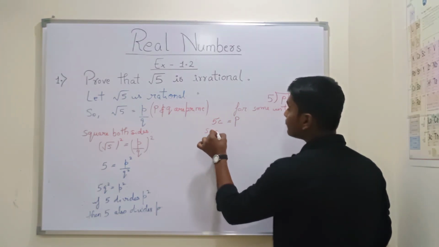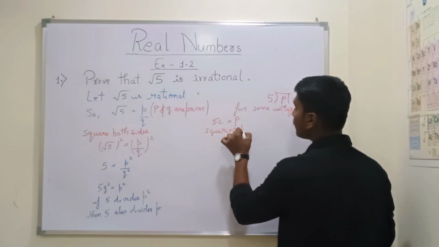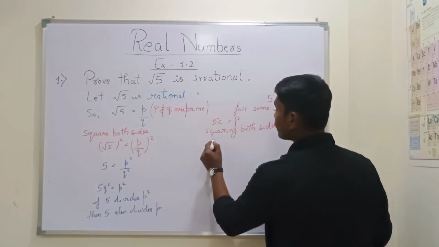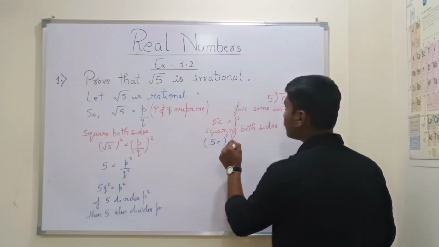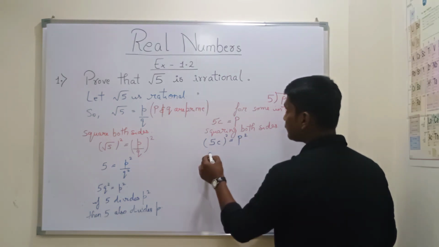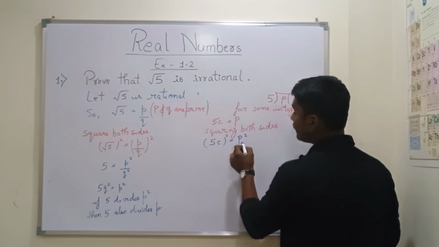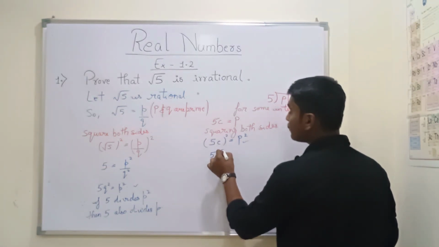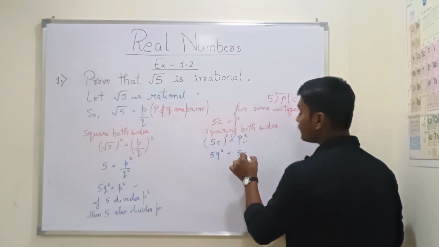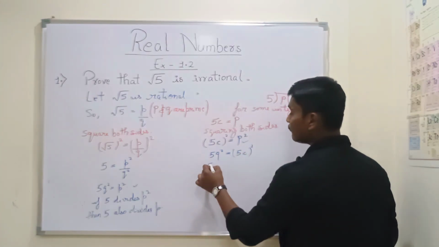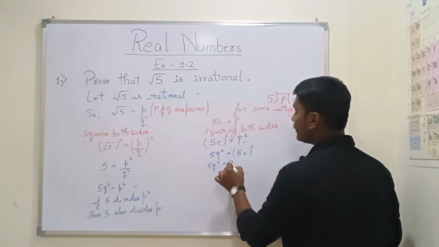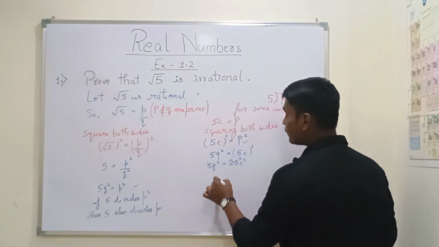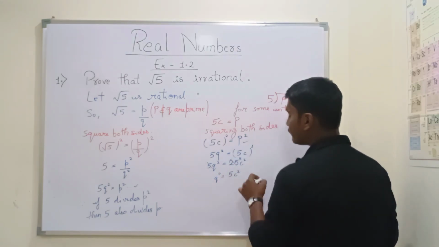Again squaring both sides, five C whole square is equals to P square. That means we can place P square at this position. So 5 Q square will be equal to 5 C whole square. Now if we square, then 5 Q square will be equal to 25 C square. Dividing 25 by 5 times, so Q square will be equal to 5 C square.